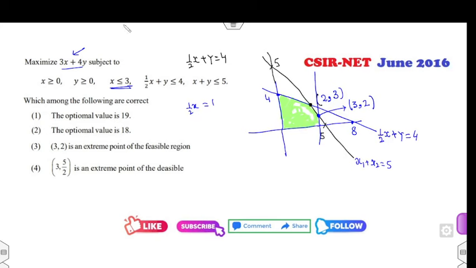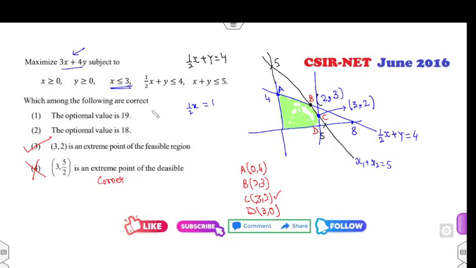Fine. Now that's over. What is the coordinate of this? If I call this my A, this is my B, this is my C, this is my D. A coordinate is 0, 4, B coordinate is 2, 3, C coordinate is 3, 2, D coordinate is 3, 0. So clearly, 3, 5 by 2 is not an extreme point. Extreme point means corner point.